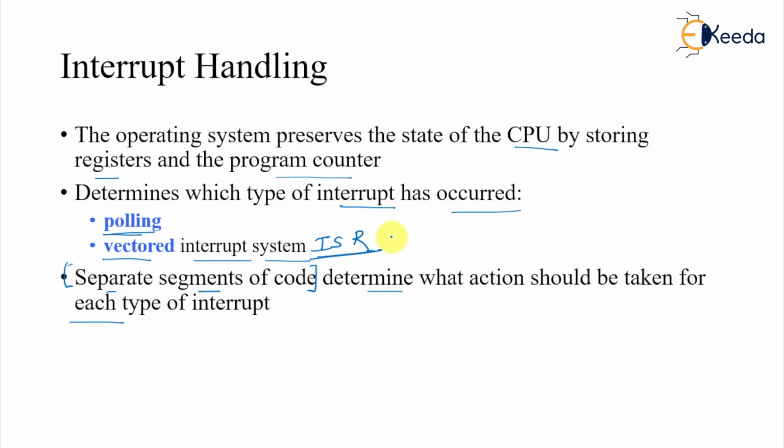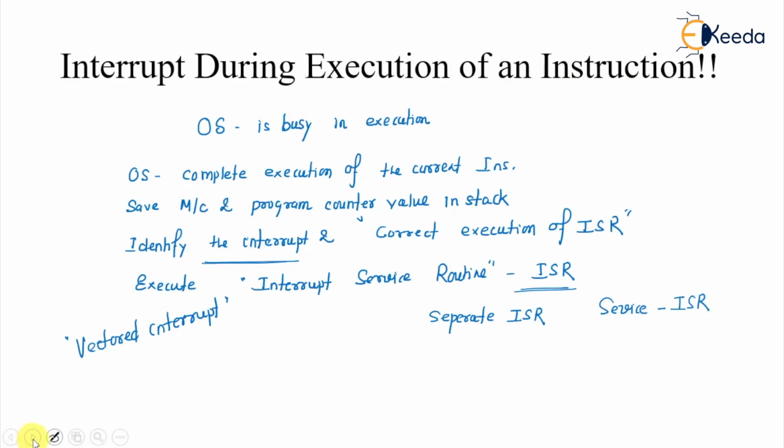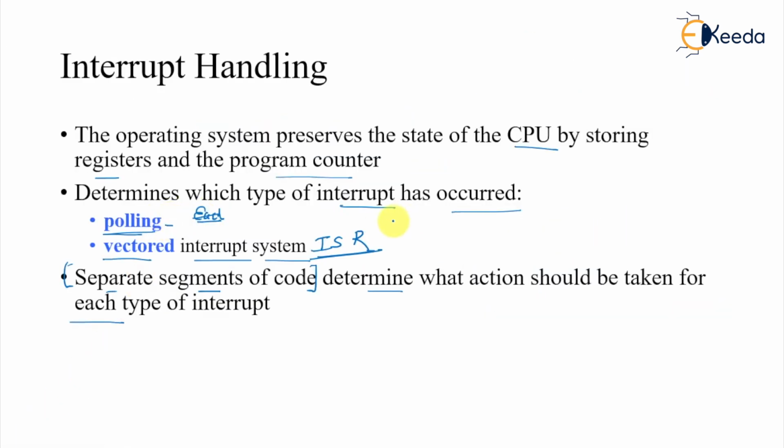Polling is a way where we check the status and control register. It's checking the status of each device one by one, a costly and time consuming process. So polling is checking the status of each device.